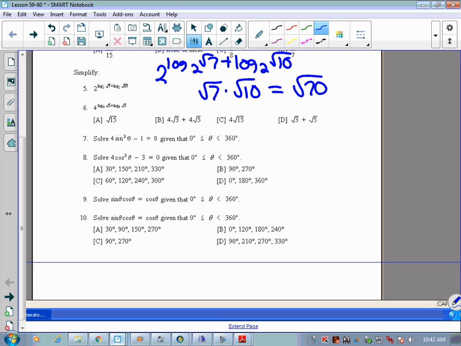That won't reduce any further. 7 is already prime, and 10 is made up of 2 and 5. I don't have anything that duplicates. Does that make sense? So I get radical 70 as an answer for number 5.